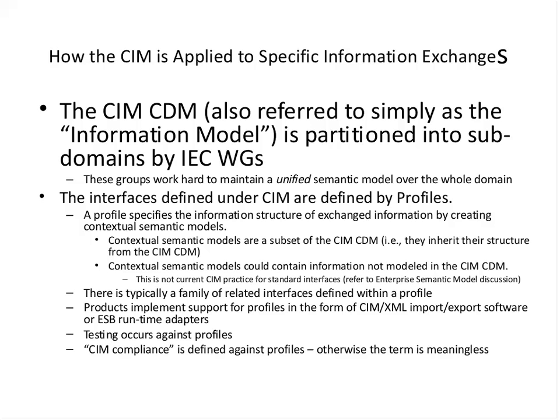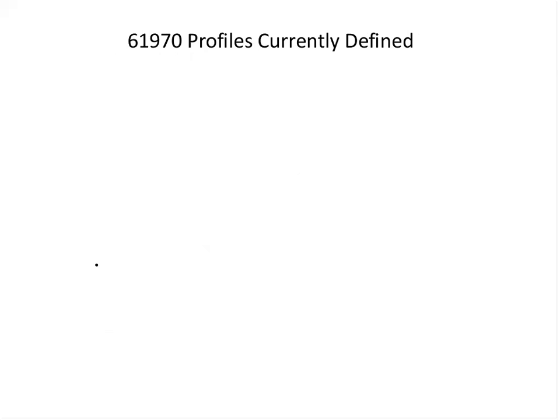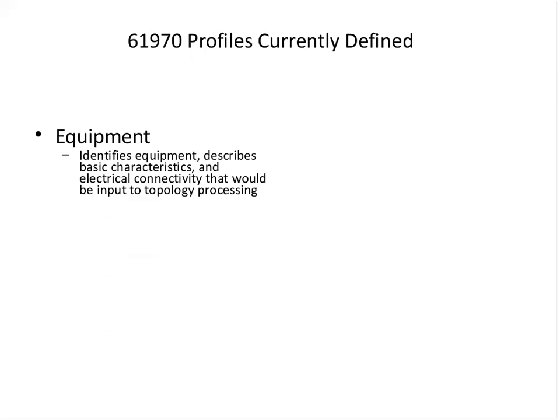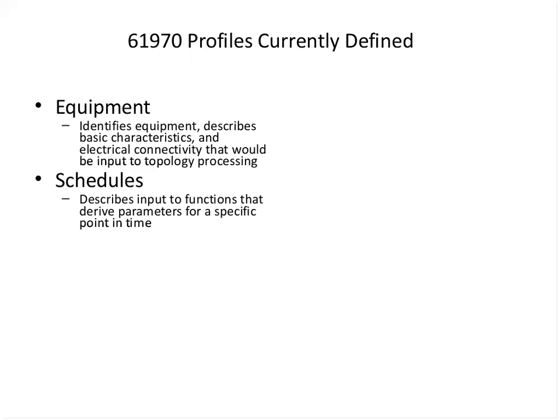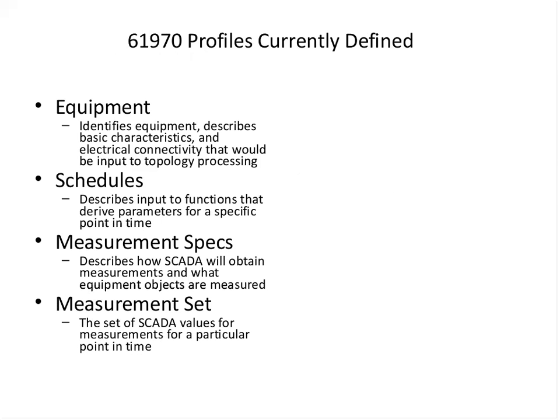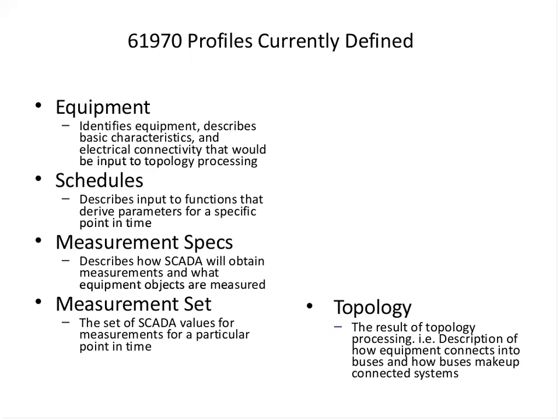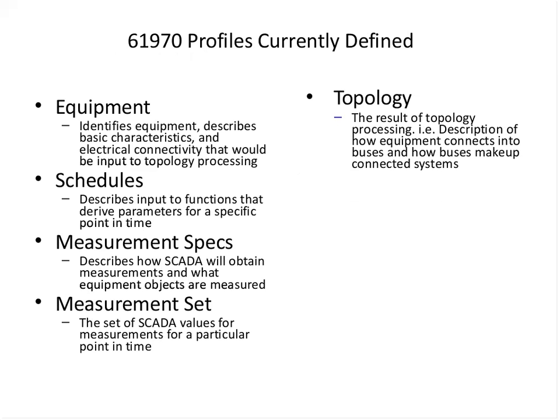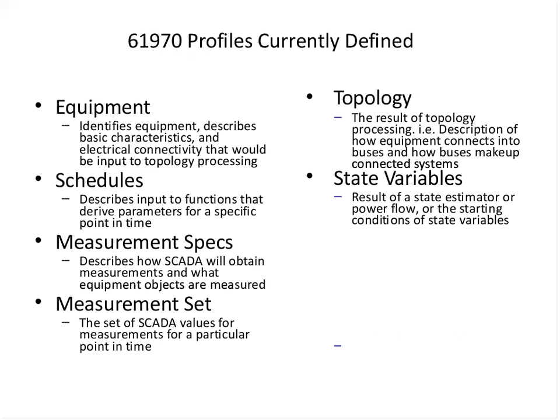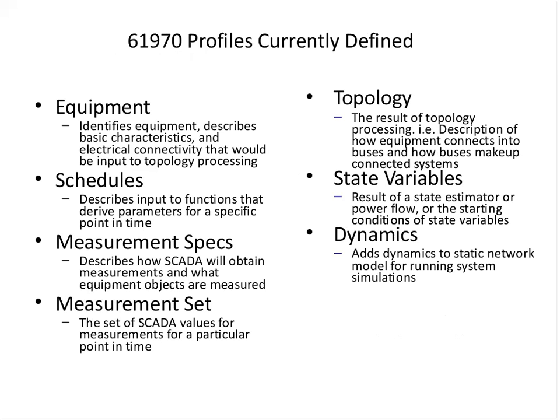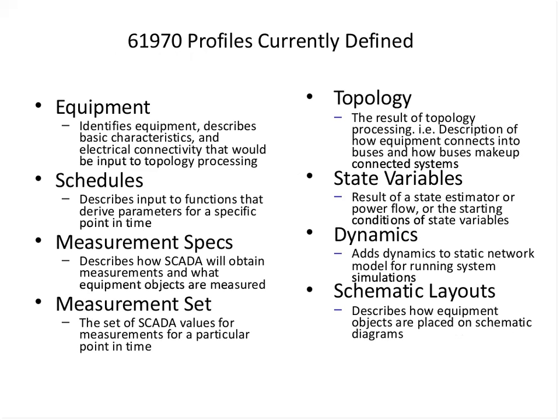And then, how is SIM applied to specific information exchange? That information you see here. And I'm going to just tell you that there is a 61970 profile for transmission that deals with all of these points: equipment, schedules, measurement specs, measurement set, topology, state variables, dynamics, and schematic layouts. So these are the areas that 61970 SIM for transmission is focused on.